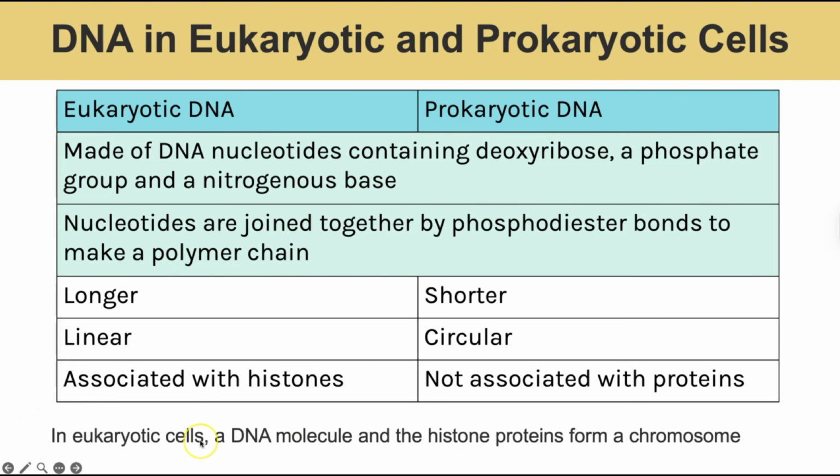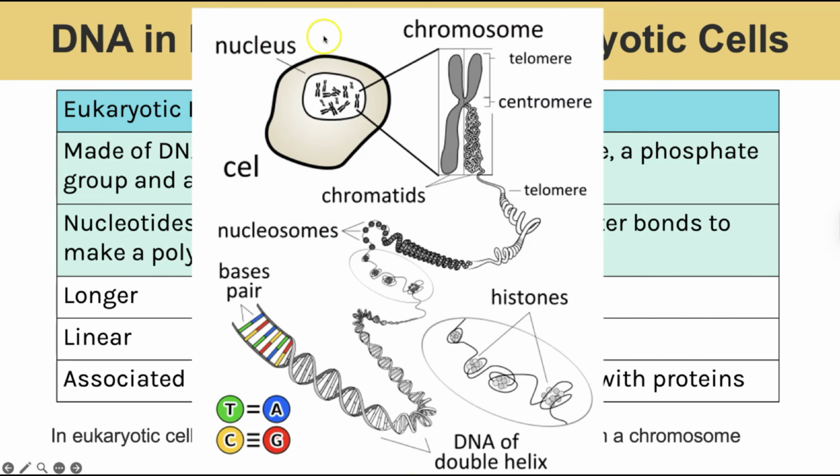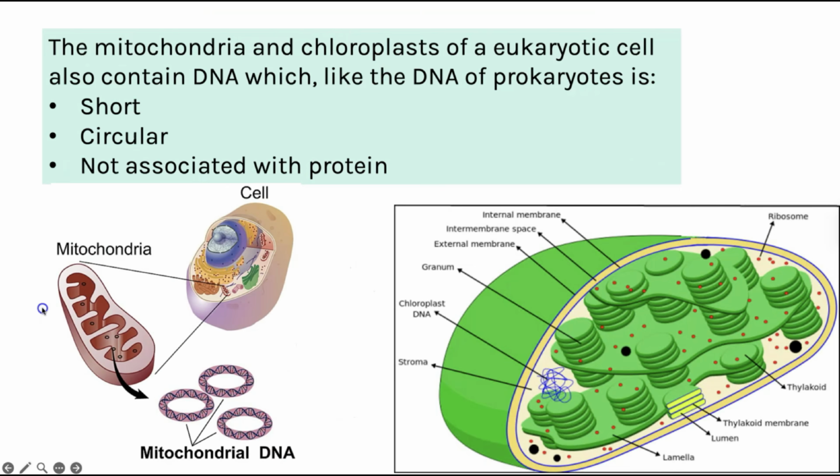So in eukaryotic cells, a DNA molecule associated with the histones forms a chromosome. So that's what we can see here. We've got the chromosome, and that is made up of tightly coiled DNA that is wrapped around these histone proteins.